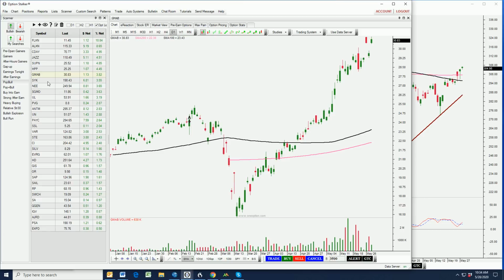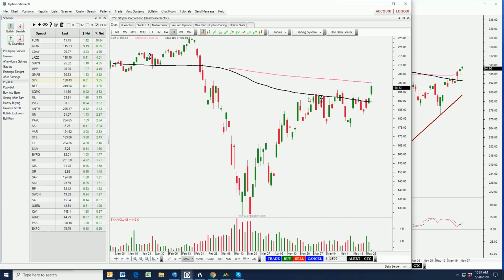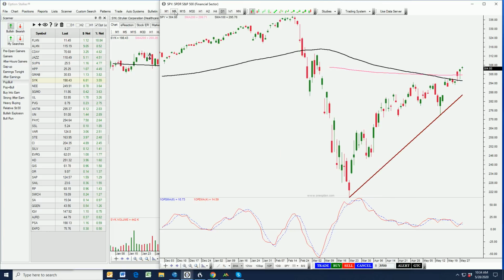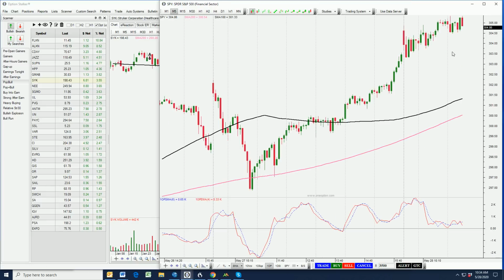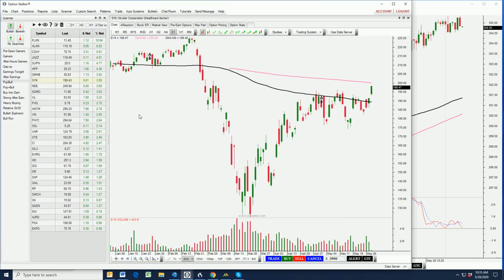GMAB, really nice strength there. SYK, it's a nice compression right in here. Stock is above the 100-day moving average. It's above horizontal resistance. Yes, you could get long this, but I would prefer to see how it does at the 200-day moving average. If it gets through the 200-day moving average, I think you've got more upside to it. I want to put up the 5-minute chart of the SPY so that we can track it in the background here, see what it's doing.